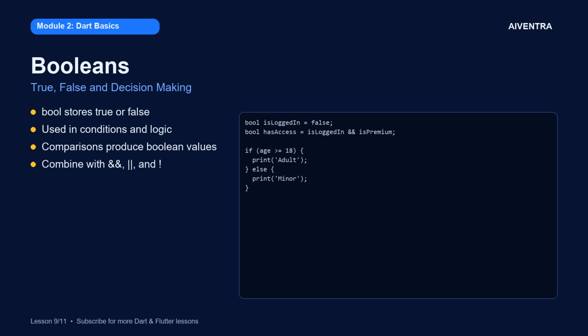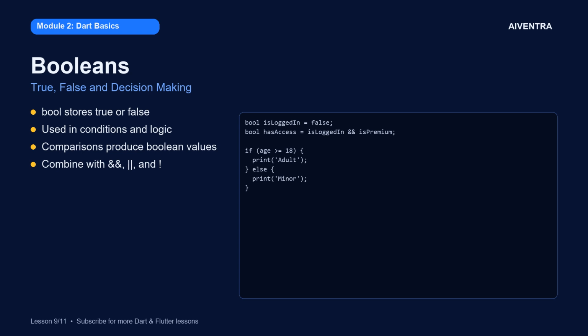We will cover this topic deeply with clear examples so you can use it in real Dart and Flutter projects. Boolean values are the language of decisions in programming. A bool can hold only two values, true or false, and this simplicity makes it perfect for control flow. In this lesson, we explore how Booleans drive logic in Dart.